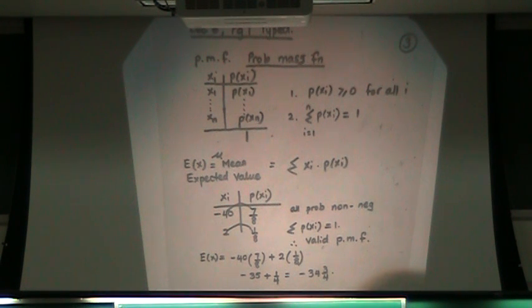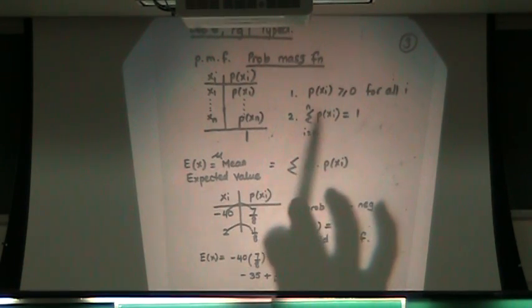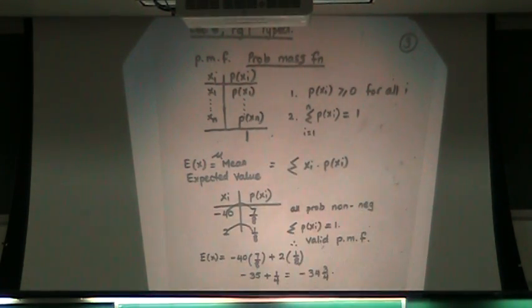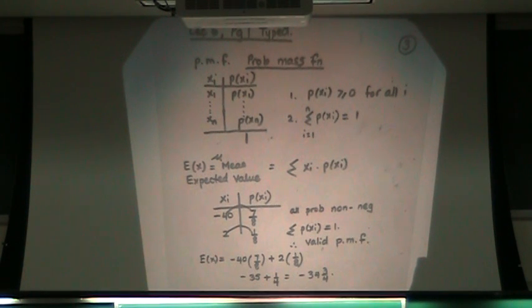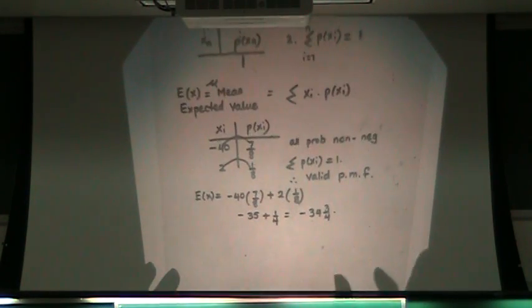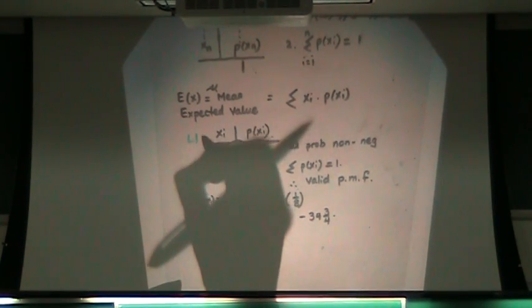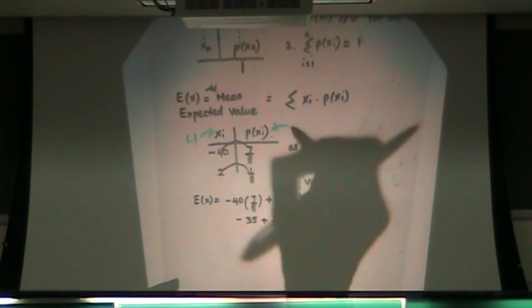How would you do this on your calculator? Because all your probability mass functions are not going to consist of only 2 values. This could be 5 different values, whose probabilities add up to 1, right? So how would you do this on your calculator? It's very simple. You just put this xi into L1, and this into L2.